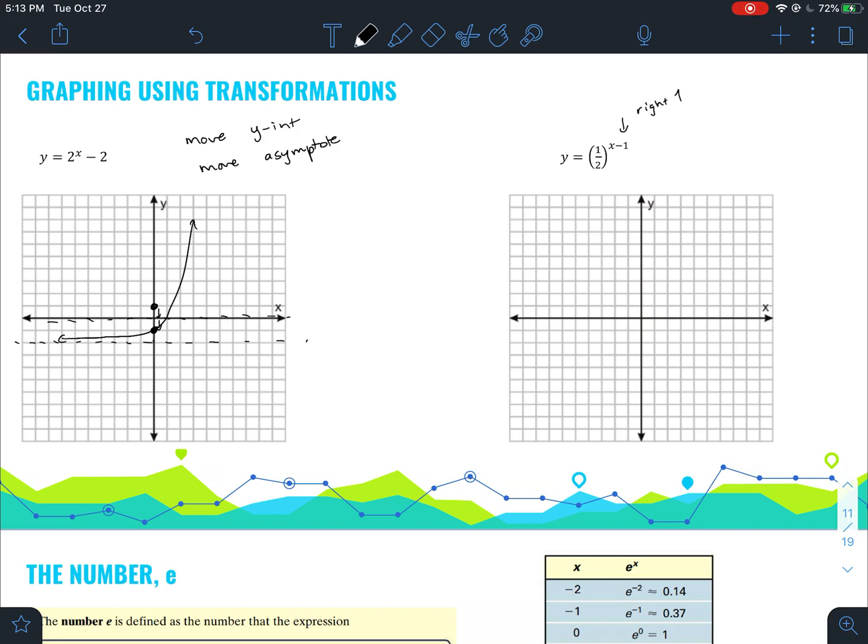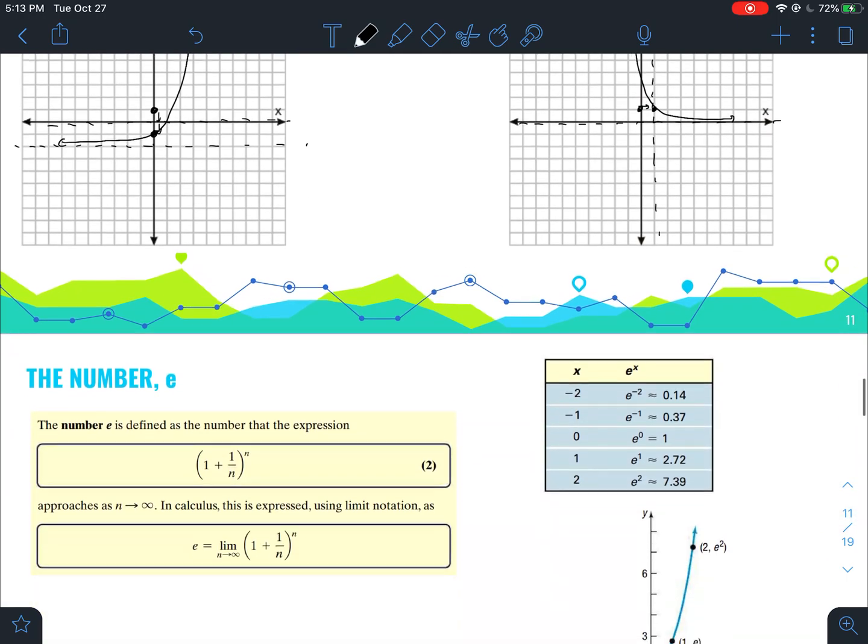So remember, this would move the entire graph right 1. So here was my original point. So I'm going to move that to the right 1. And then that's all that's happening. So I'm just going to do this. And then that would be my new y-axis, if you want to think about it like this. So on this one, it's going to shoot up over here, and then it'll decline over there.